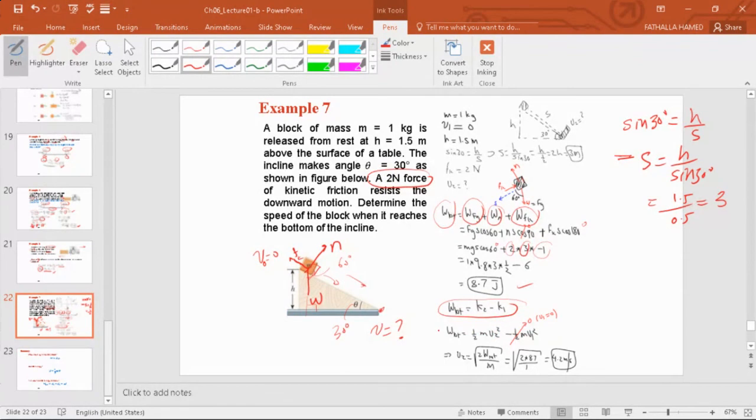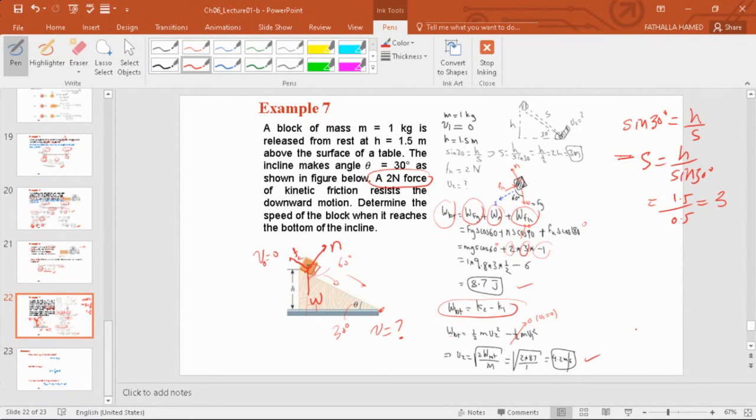So you multiply by 2 and you divide by m. That will give you v2 squared, but you need to take the positive root of that to get the speed. So v2 will be the positive square root of 2 W total divided by m. And the W total is 8.7. So 2 times 8.7 divided by 1, and this will give you 4.2 meters per second. Is this clear?